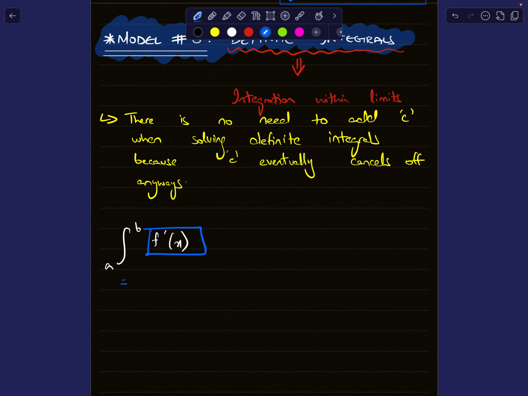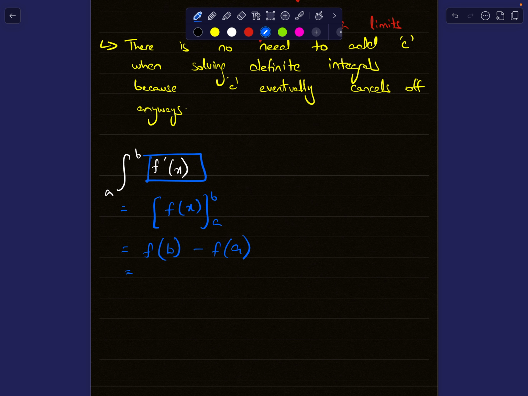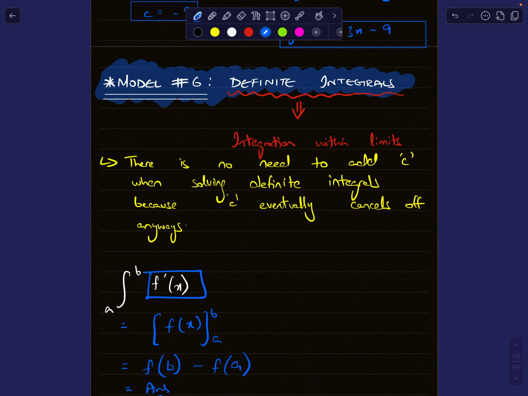integration of f dash x. Once integrated, this is how we write down the limits once again, and finally apply the limits. That is, substitute the limits instead of x. So first of all, the upper limit and then the lower limit. So we end up with f of b minus f of a. And the answer is going to be the final solution of our definite integral.